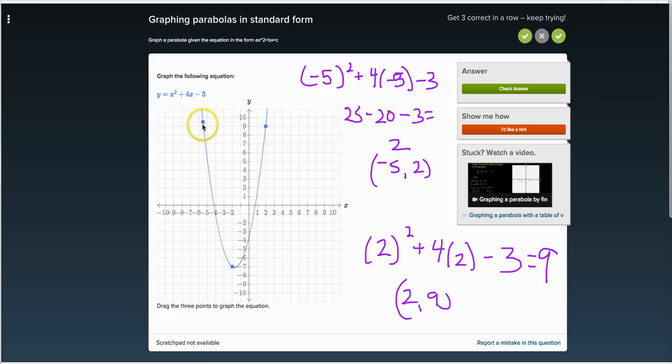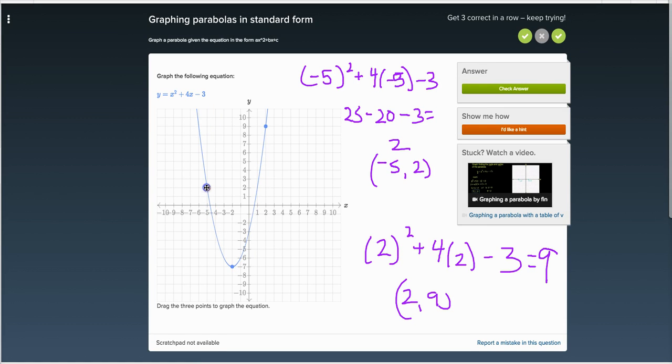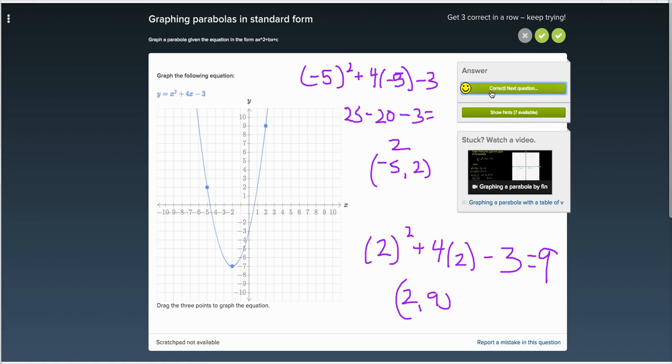Sorry, my thing glitched out. Negative 5 and 2, so I'm going to do this. And see, now I have points on the graph, and I'll click it. And it's correct. If I'd only done one of those points, if I'd just done it the first time where I found the vertex, then that's the case.